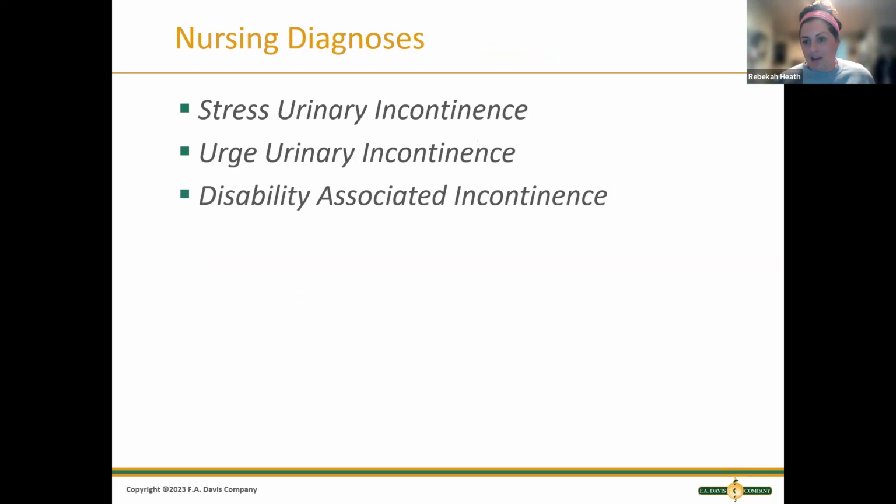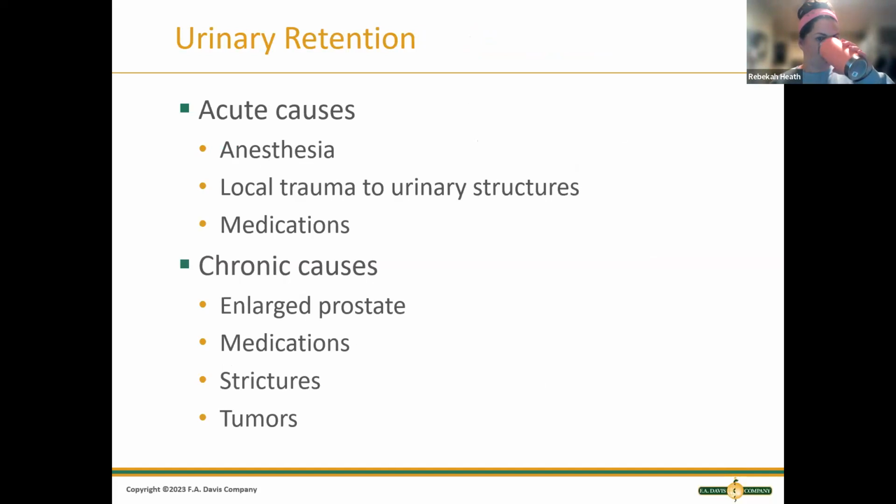Some nursing diagnoses that are associated: stress incontinence, urge urinary incontinence, or disability associated incontinence. When we talked about overflow incontinence, that's usually associated with urinary retention.